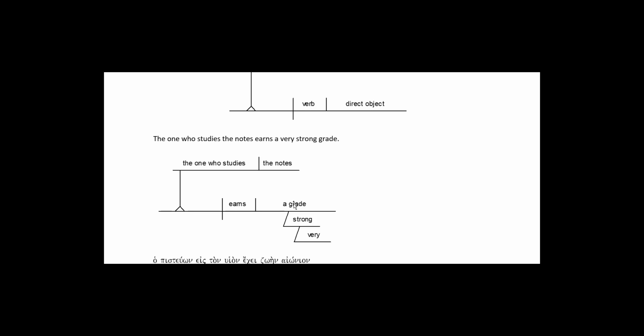And what do they earn? A grade. What kind of a grade? A strong grade. Not only is it strong, but it's a very strong grade. Now, if a participle were an object, then it would show up over here in the object slot.